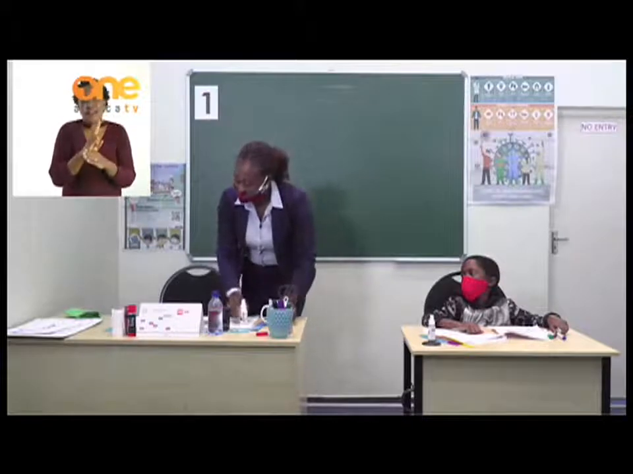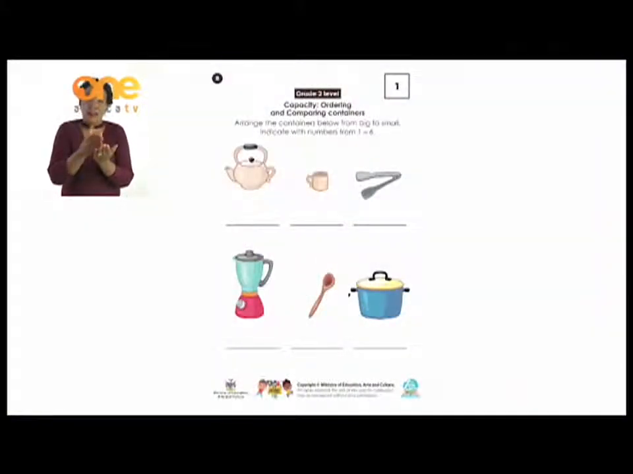Now there is work in your book with different containers. You can see a teapot, a cup, and some other different containers. You are going to arrange the different containers from big to small. And you indicate with numbers from 1 to 6 which one is the biggest, followed by which container. This is what you are going to do on page 8, grade 2s.